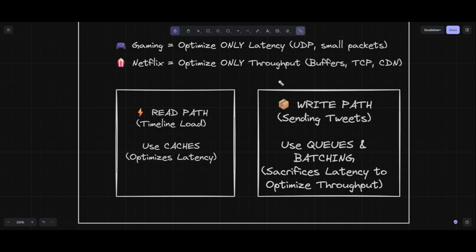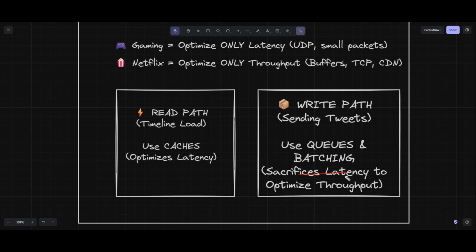But simultaneously, you have a huge fire hose of incoming tweets. People are tweeting all the time. That's a throughput problem. So for that part of the system, you introduce a message queue, like Kafka or RabbitMQ. You let the tweets pile up, and you have a bunch of background worker machines churning through them in parallel. And so you basically end up splitting your architecture. You have a read path, which is highly optimized for ultra-low latency using caches, and you have a write path, which is highly optimized for ultra-high throughput using queues and batching.